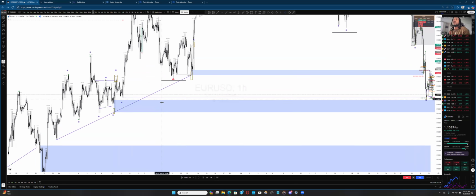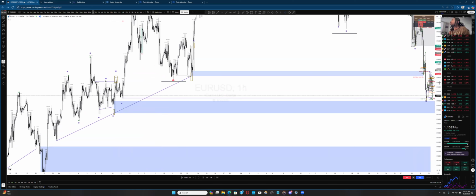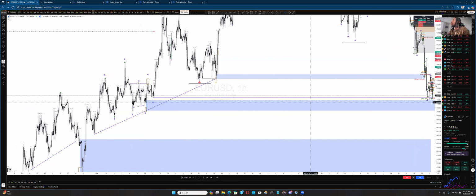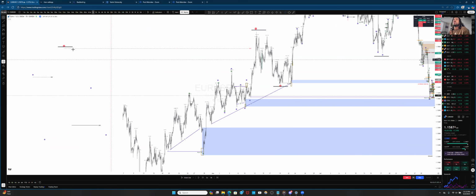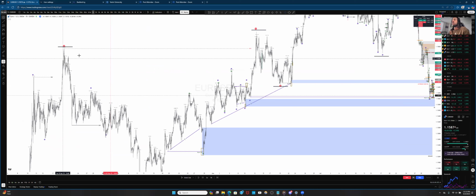Okay, so now I'm looking, where's the next point of origin? Where was the last low that led to a high that broke a significant structure is what I'm looking for now on the 1 hour. That's this here. This low led to this high, breaking this structure, breaking this overall swing high structure.